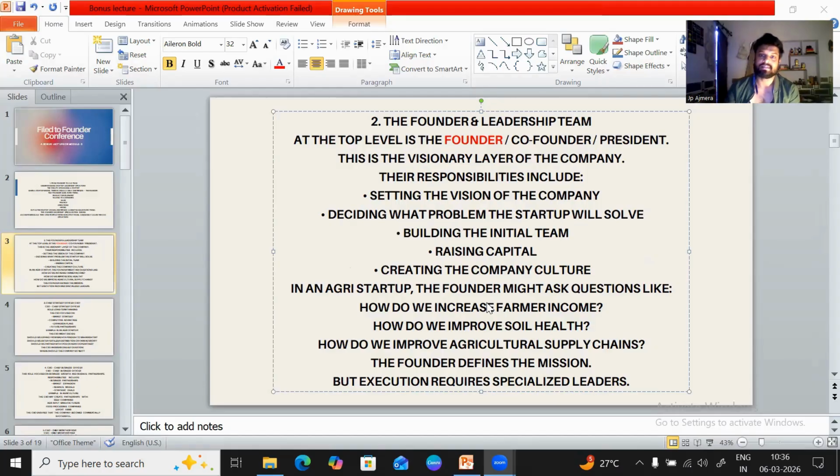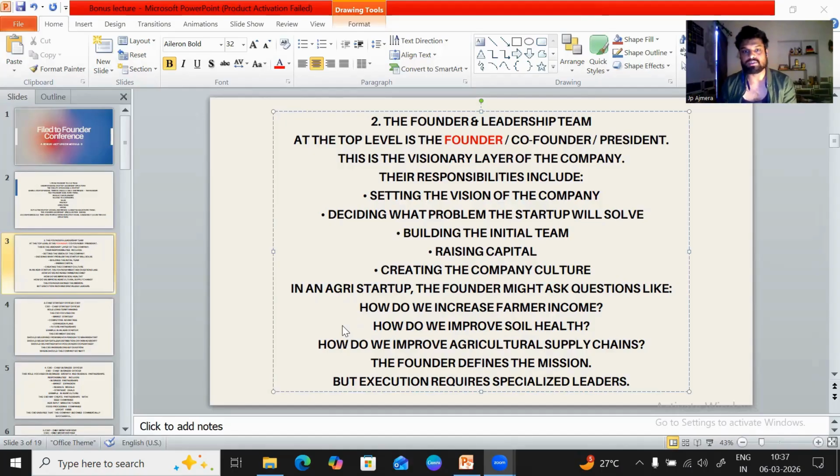So what is meant by that? In the agriculture case, the founder usually talks like this. If your startup is working on doubling farmer income, then the founder can ask these kinds of questions. So, how do we increase the farmer income? If your startup is based on any production case that is related to the soil, then how do we improve the soil health? These kinds of questions are generally put up by the founder. So, how do we improve the agriculture use? These are the particular examples of the questions the founder asks.